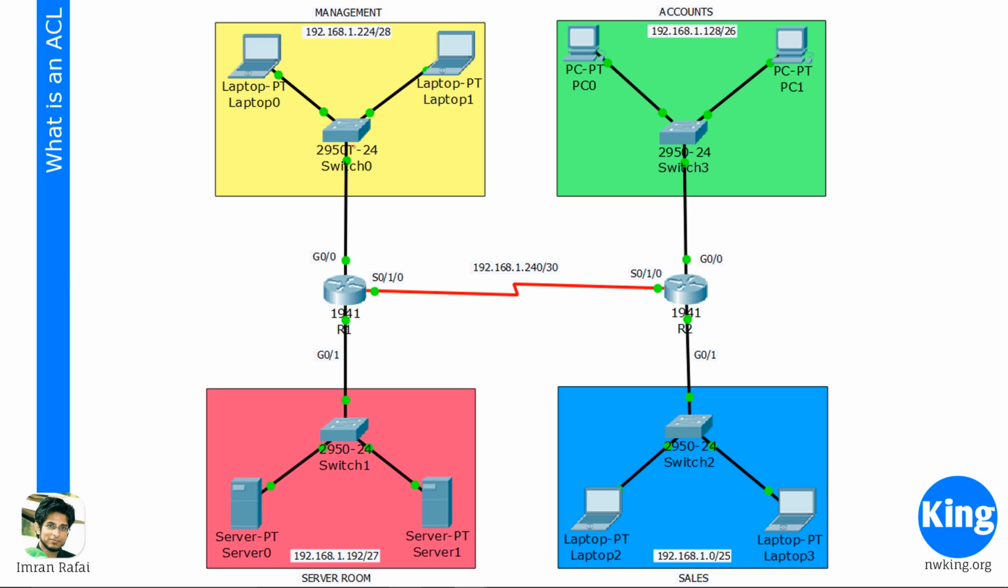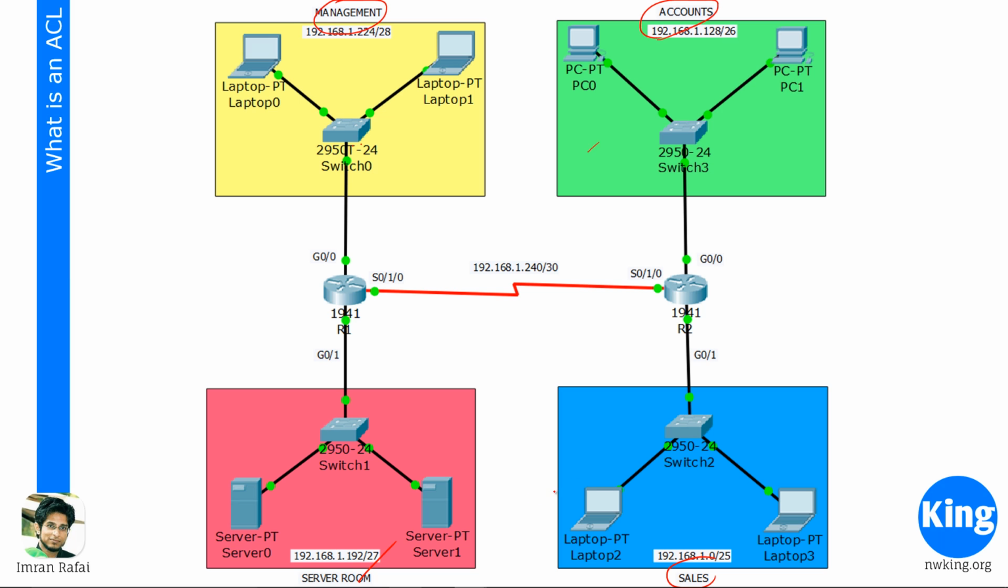Sometimes we don't want certain people to have access. You can't really call them bad guys, they're unauthorized people. Let's say this is a sales network. In this diagram, as an example, we have four networks: the sales network here, the accounts network at the top, then management, and of course the server room.